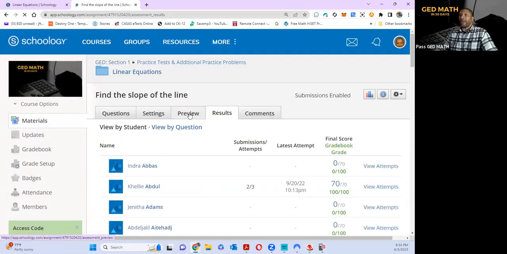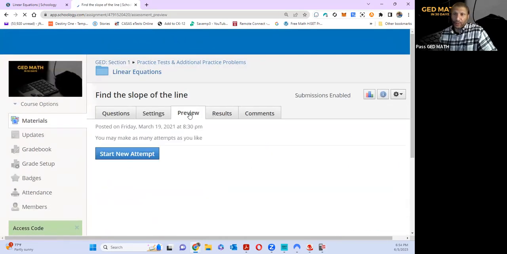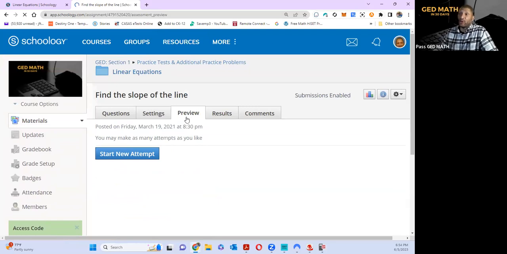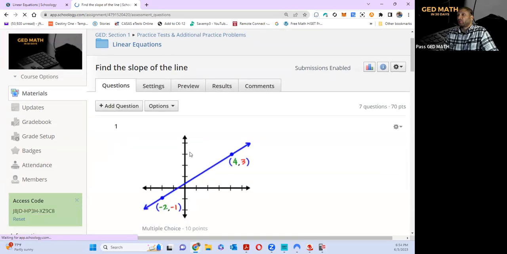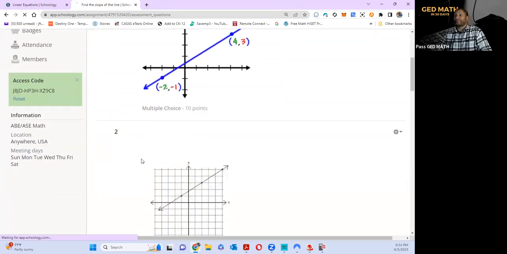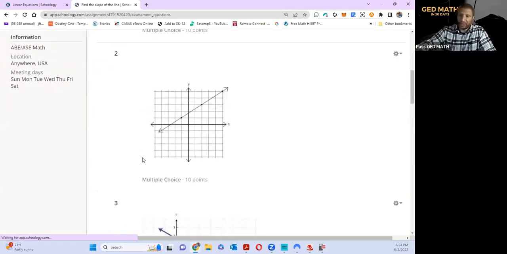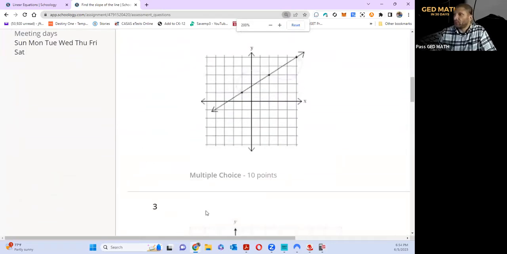Now, are they going to ask you directly for slope from a graph? They might give you the equations, right? So when you look at something like this, let me make this bigger. You don't see any numbers, right?